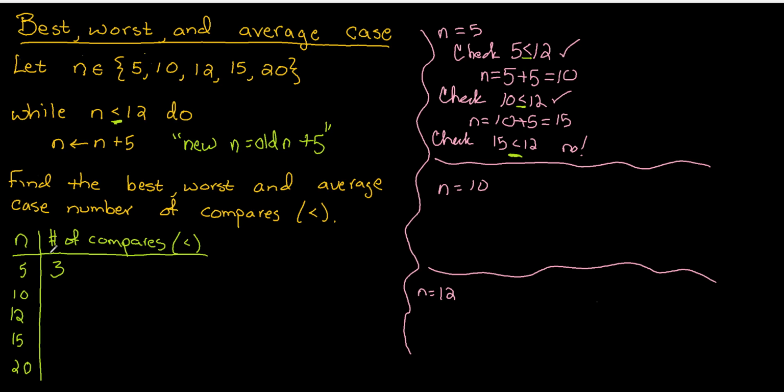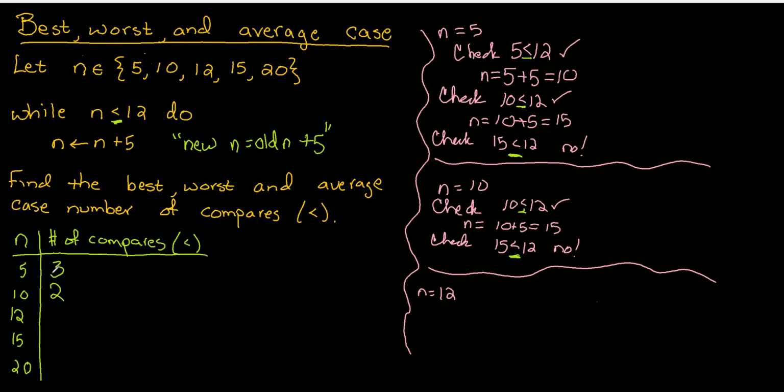Now, when n equals 10, I'm going to check if 10 is less than 12. And that's true. So in we go. We're going to say n equals the old n, which is 10, plus 5 equals 15. All right. Now we're going to check again. Is 15 less than 12? No, it's not. So we're going to stop. Now we did do 2 comparisons. So I'm going to write down a 2.